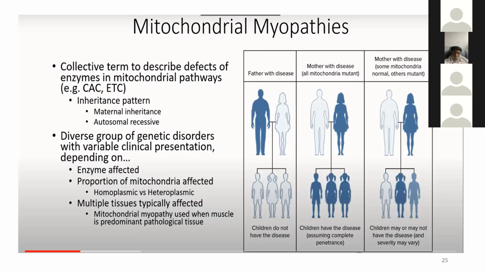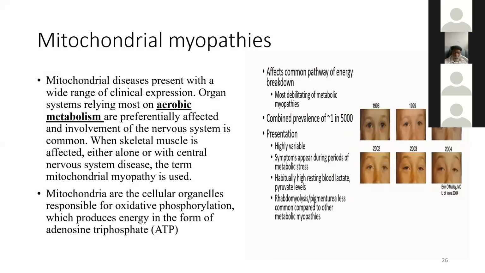Mitochondrial myopathies present with a wide range of clinical expression. Organ systems relying mostly on aerobic metabolism are affected. The nervous system is commonly affected. When skeletal muscle is affected, either alone or with central nervous system disease, the term mitochondrial myopathy is used.